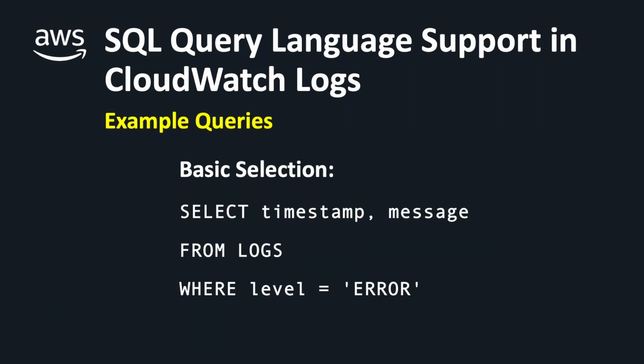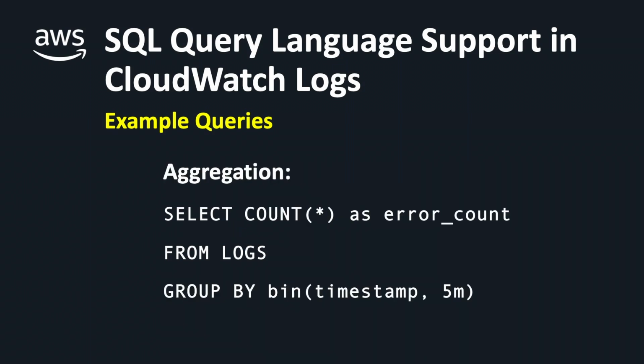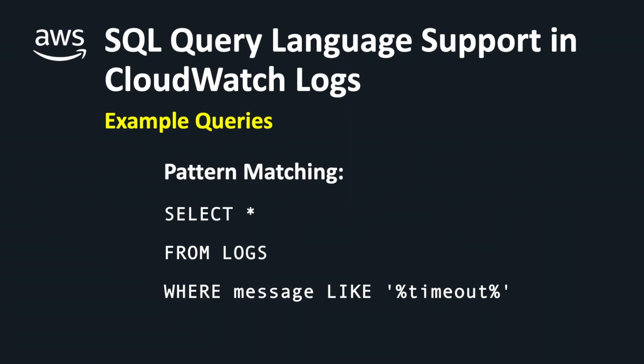When it comes to SQL, we can walk through a handful of example queries. You've got your basic selection: select something from somewhere where some criteria is matched. You can also get to aggregation, which is selecting a count as something from somewhere and group it by some parameter. And then you've got pattern matching: select everything from somewhere where there are messages that match some characteristic.